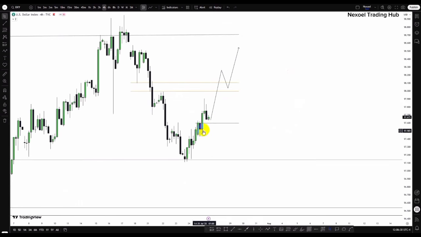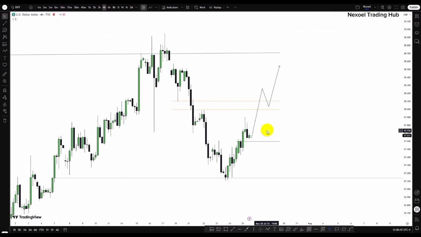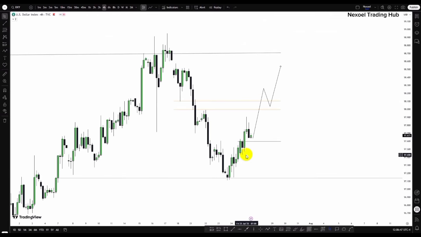So this is what I have to show us. If we are bearish, let's see how volume violates this to the downside. So this is what I have to show us in the dollar index. Let's check out the Euro USD pair, guys.